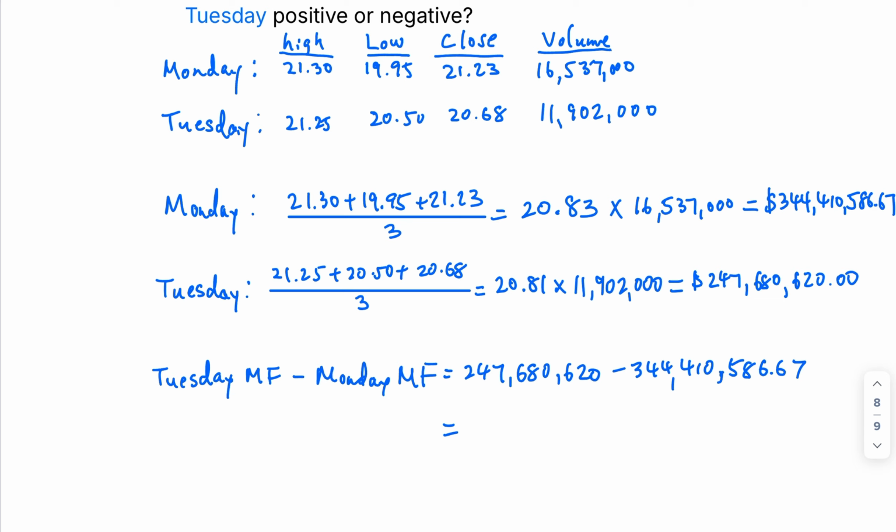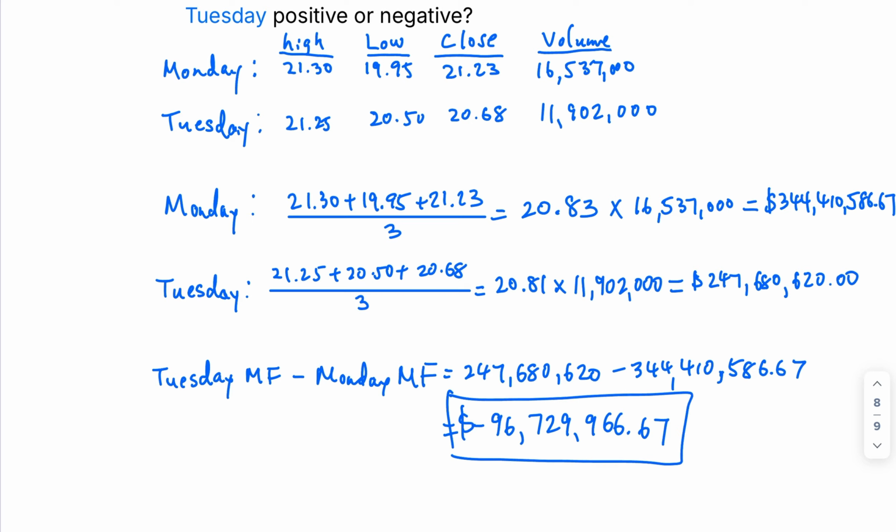We will calculate the exact amount using this calculator. And the negative money flow is $96,729,966.67. So as you can see, from Monday to Tuesday, less money came into the market, and so we have a net negative money flow.